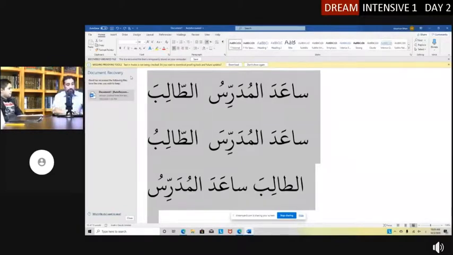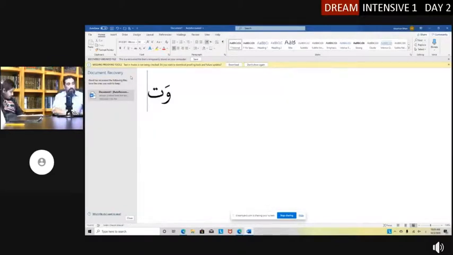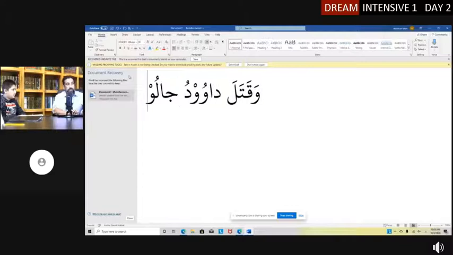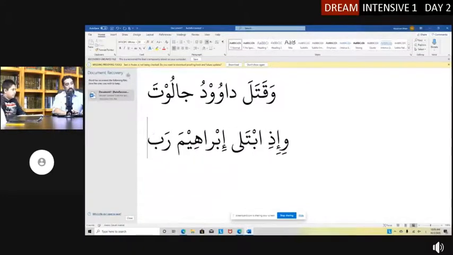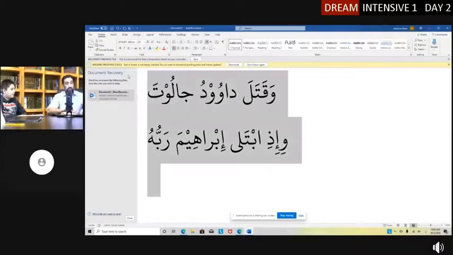All right. So the ayah says, وَقَتَلَ دَاوُودُ جَالُوتَ. That's an ayah of the Quran. Another ayah of the Quran is وَإِذِ ابْتَلَى إِبْرَاهِيمَ رَبُّهُ. We'll do these two and then I'll do an oral exercise.